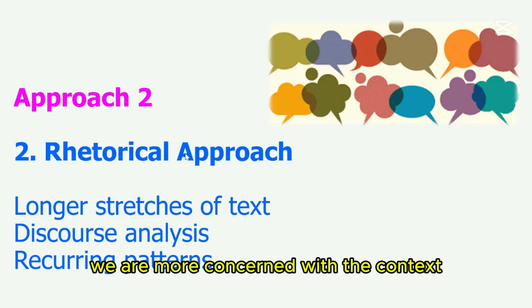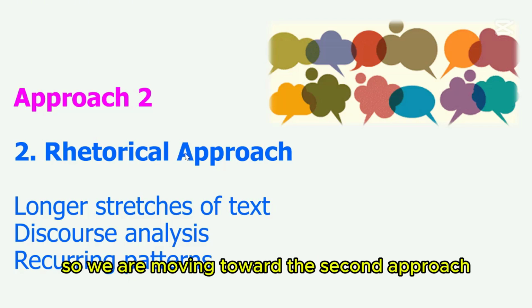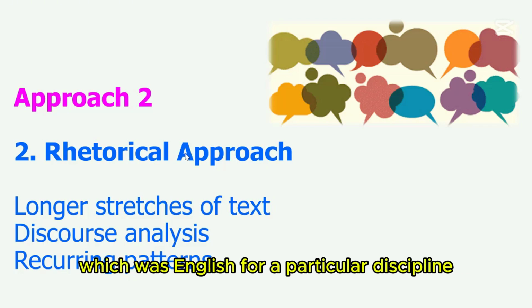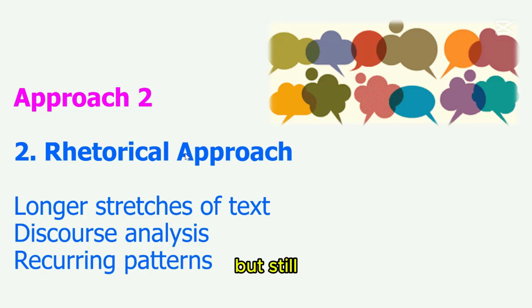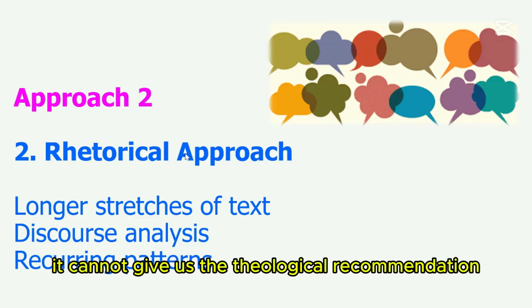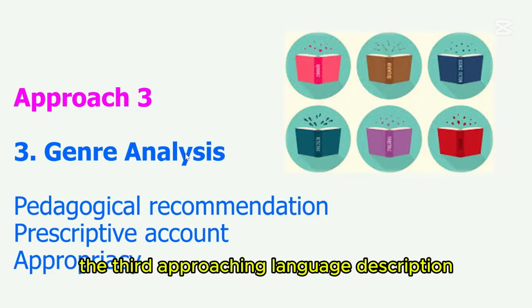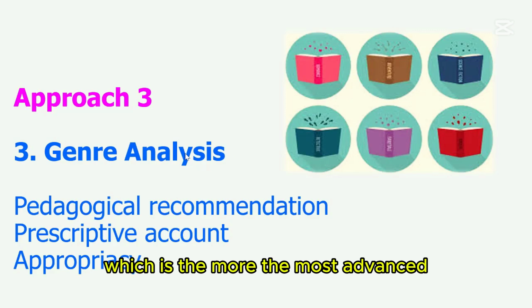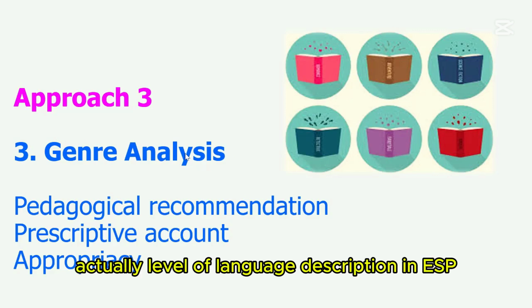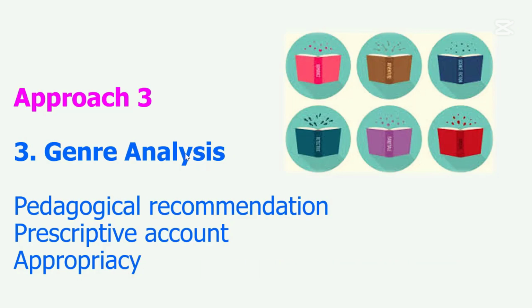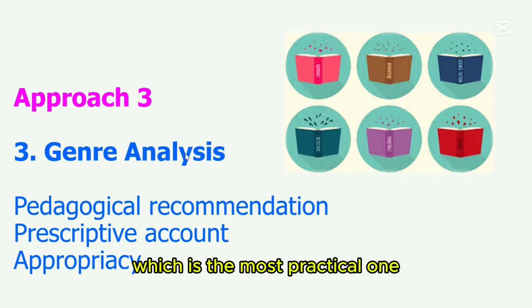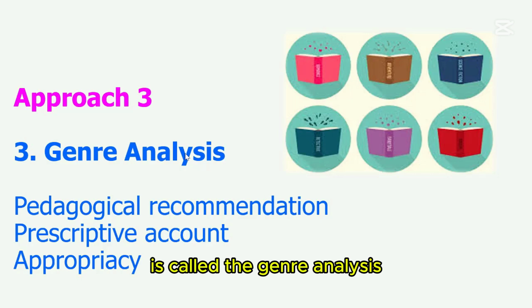We are more concerned with the context, so we are moving toward the second approach, which was English for a particular discipline. But still, it cannot give us pedagogical recommendation. This is why we need the third approach. The third approach in language description, which is the most advanced level of language description in ESP, which is the most practical one, is called genre analysis.